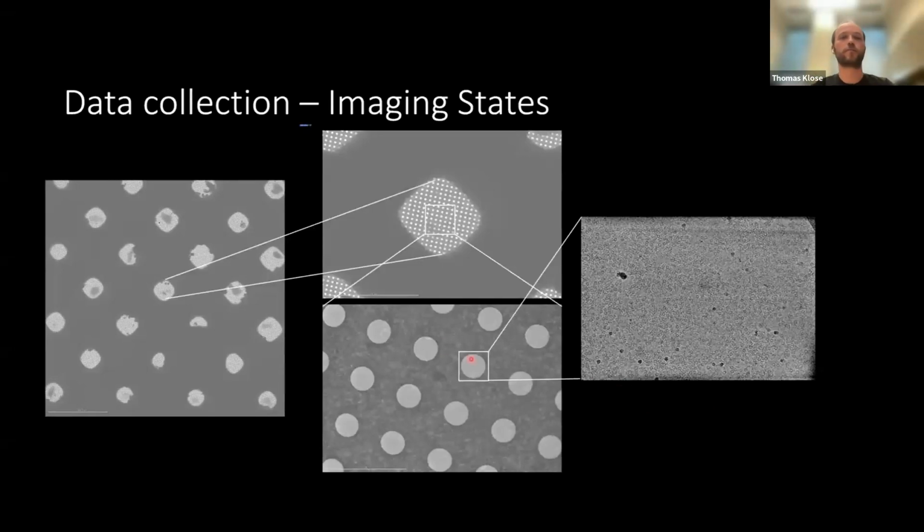So for data collection, we do have imaging states. As I said, we take, again, an overview of the crit at a very low magnification where we can identify good-looking squares. Then we zoom into these squares, and it will look like this. In this case, again, we can identify areas that we like. Then we zoom in even more and identify holes that look good.